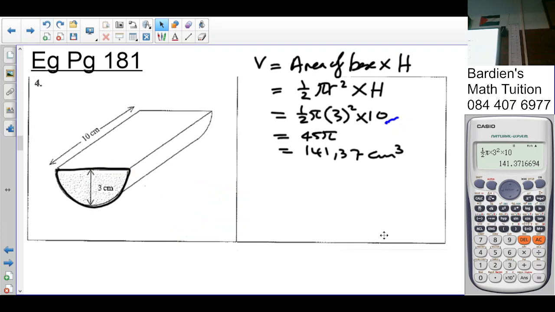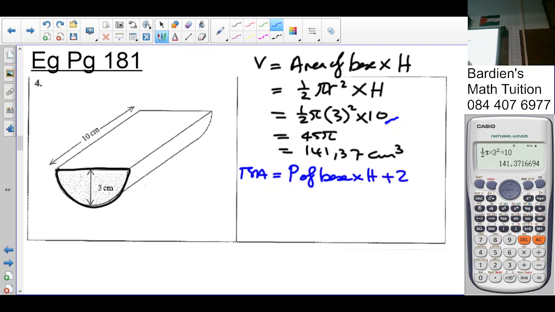Let's look at total surface area. How do you calculate the total surface area of a right prism? Perimeter of base times height plus 2 area of base. Okay. What type of shape is this, the base? Semicircle. So how do you calculate the perimeter of a circle? Perimeter of a circle? 2 pi r.